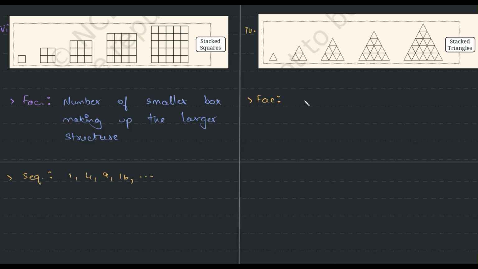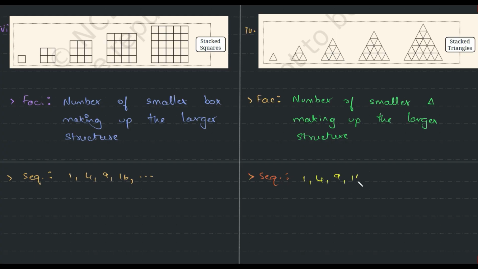What can be the factor? Number of smaller triangles making up the larger structure. So the sequence over here will be 1, 1 plus 3, that is 4, 4 plus 5, that is 9, and as you can see, this will be a square number. Very simple.